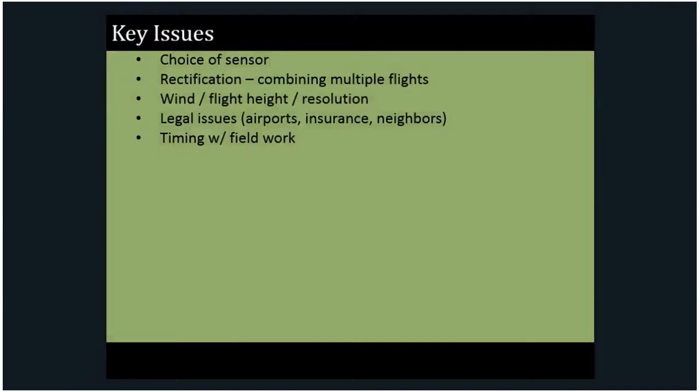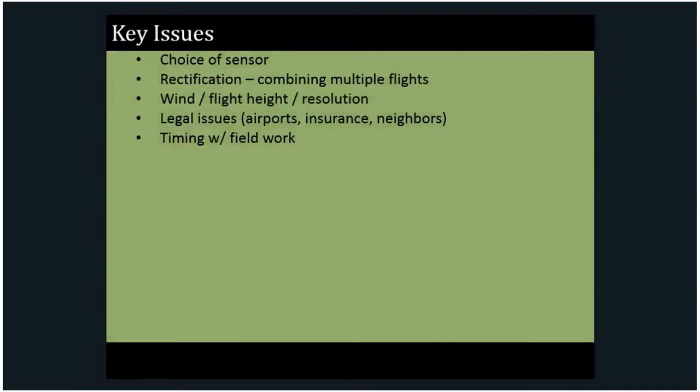Rectification was also a major deal for us to deal with. Putting two images together, making sure we knew where we were on the land. So we had to actually devise our own system whereby we could accurately geo-rectify the images, and I'll show you what we did in a minute.